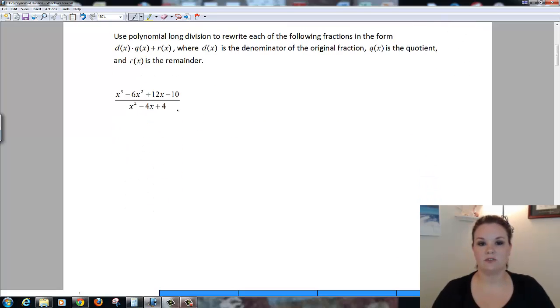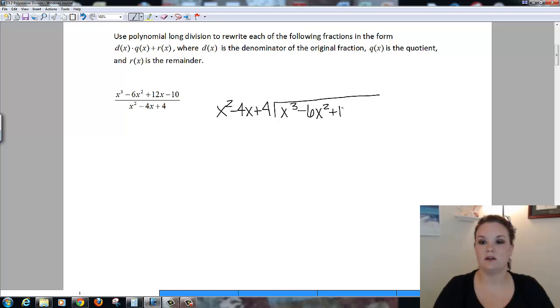Okay, so let's go ahead and work this one out. If I have x squared minus 4x plus 4 as my divisor, I'm going to go ahead and write x squared minus 4x plus 4, and I'm dividing that into my original polynomial, which is my dividend, x cubed minus 6x squared plus 12x minus 10. I have 3 terms out here, so I'm going to move over 3 places, and I'm going to write my first number here. Okay, and I'm looking for what do I need to do to x squared to make it look like x cubed? I need to multiply it by 1x.